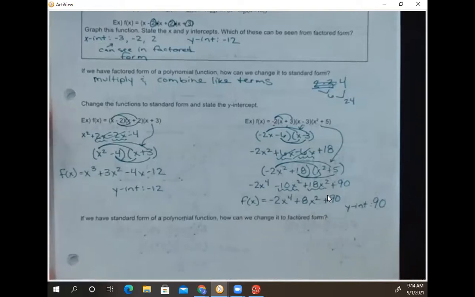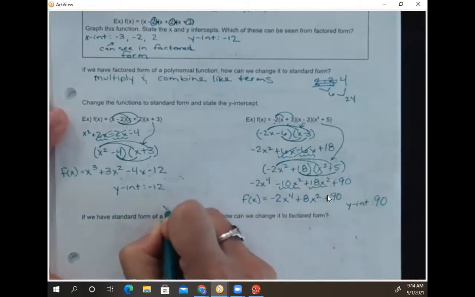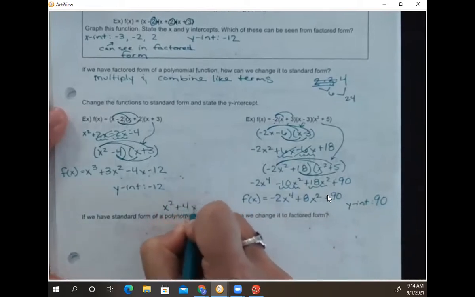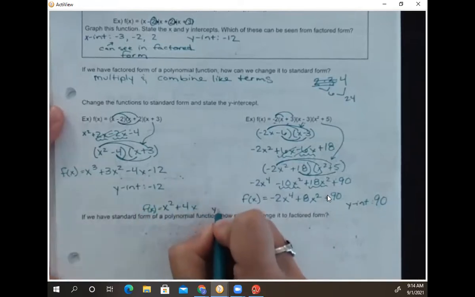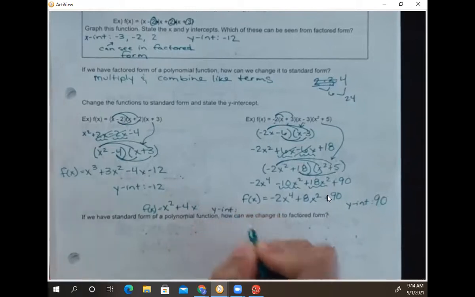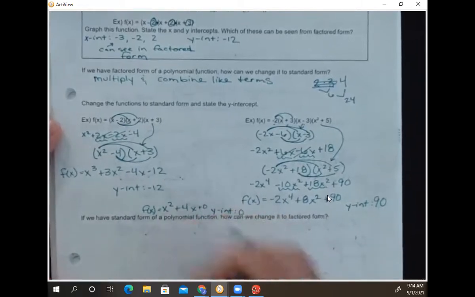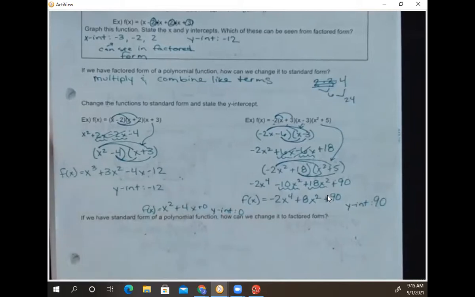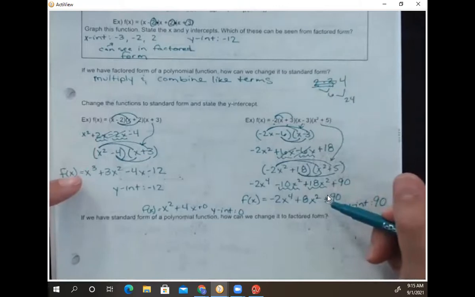What if I had something that looked like it didn't have a constant term? So what if I had this? What if this was my function? What would be my y-intercept for this? Yeah, 0. If I don't see it, that means that it's 0. Very good. So this is factored form to standard form.